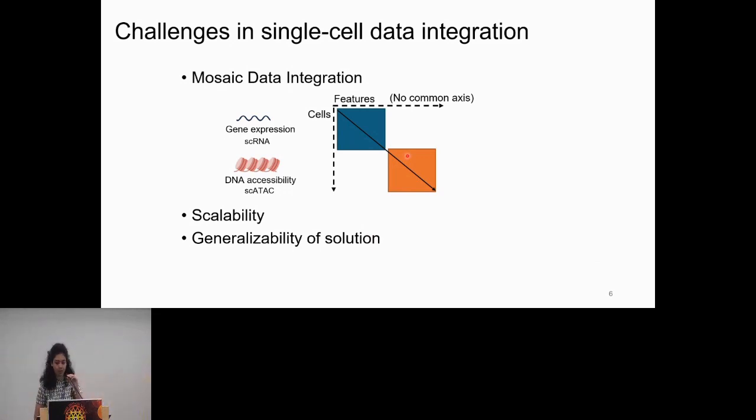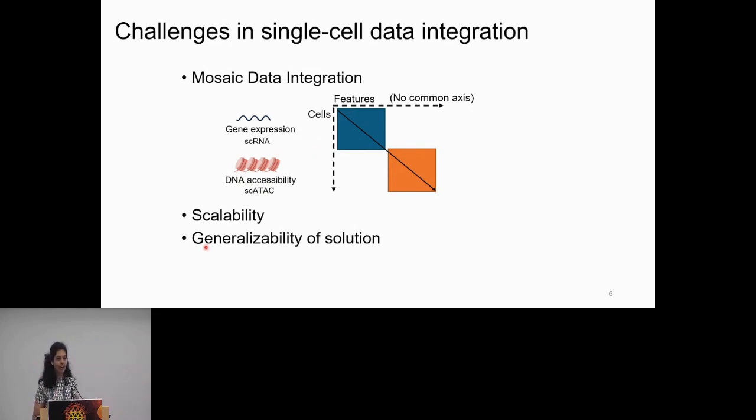Sure. Thank you. And then the distinct features. So we have the gene expression, which is this blue box, and then a single cell ATAC expression, which is the orange box. And as you can see, those are computed across distinct feature spaces and distinct cells. So that does not allow us to have a common axis or anchor to create a unified integrated representation.